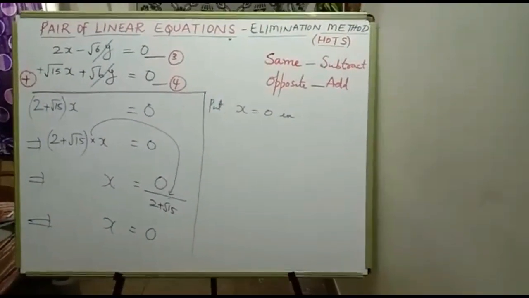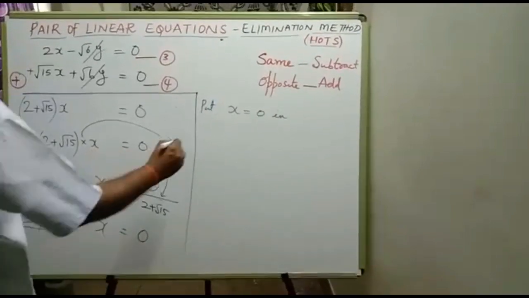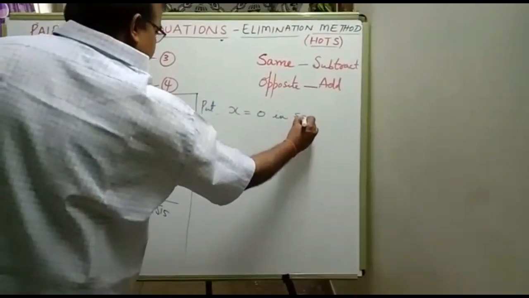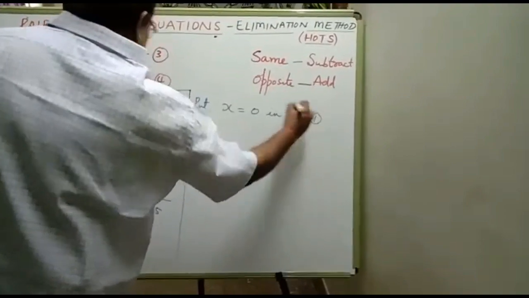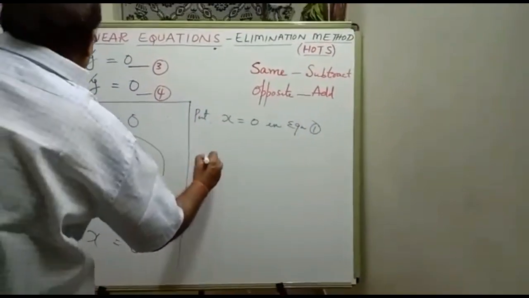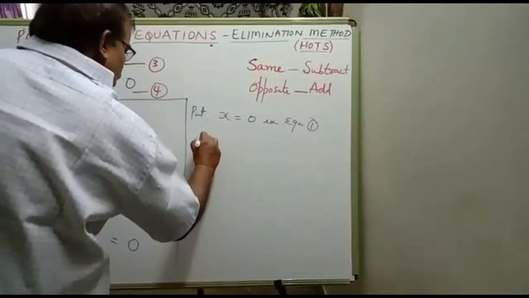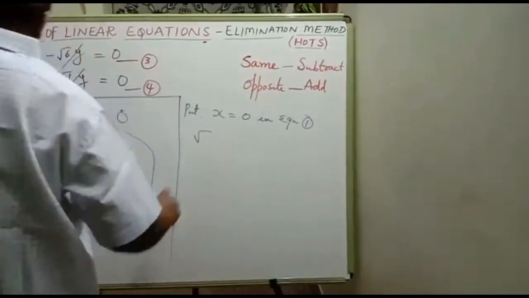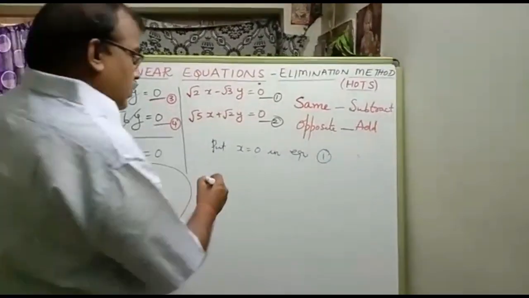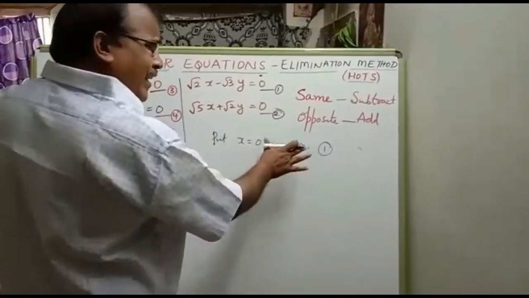What is the original equation? The original equation is equation 1, and this is equation 2. Now put x equal to 0 in equation 1.